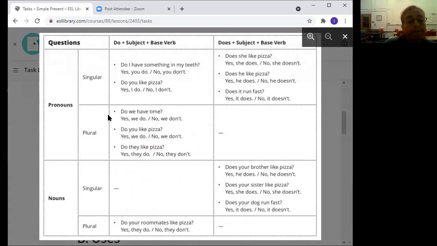So in this case, you can see, do we have time? If you want to ask how much time, then before do, you will use the question, how much time? Then you will use the helping verb do, and then after that, you will use the subject, and then you will use the base form. So if you want to say, how much time do we have? We have 5 minutes or so, right? So this is one thing.